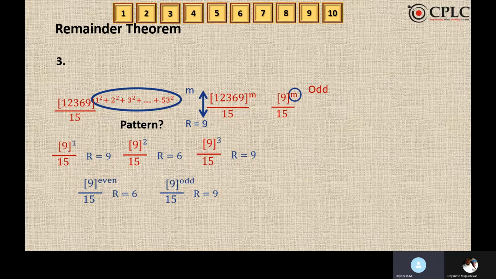You don't need the calculation, or don't find out the actual value. Be smart and reduce the time taken for that calculation. That is odd. That means 9 raised to odd divided by 15, the remainder is 9. That means the answer to this question is also 9, which is option 2.